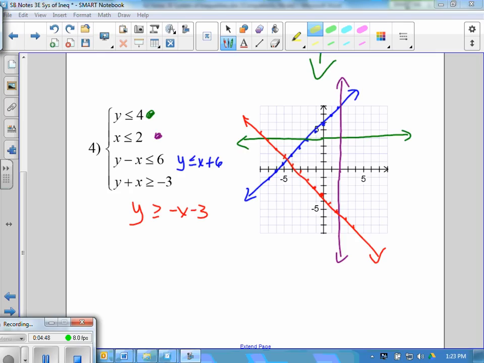Check the placement of your lines. They should be as you see here. We need to be below the green line. We need to be to the left of the purple line. We need to be below the blue line, and we need to be above the red line. That's going to leave us in this little region right here.